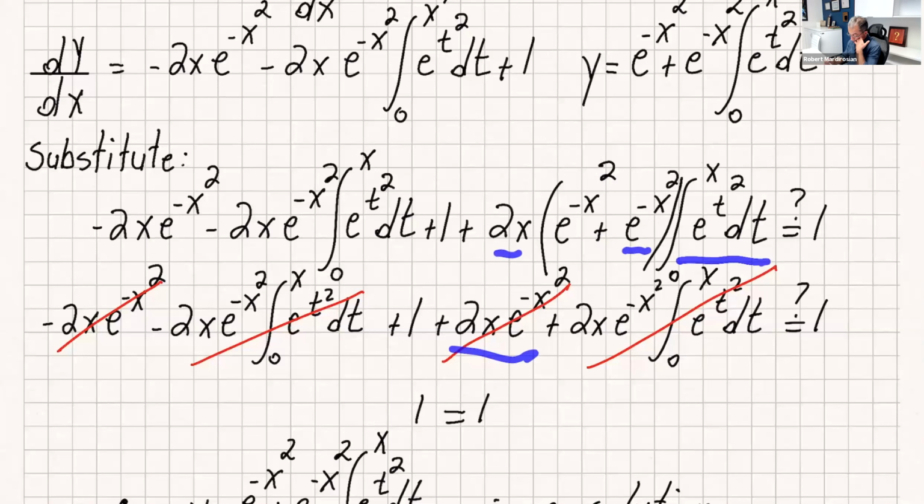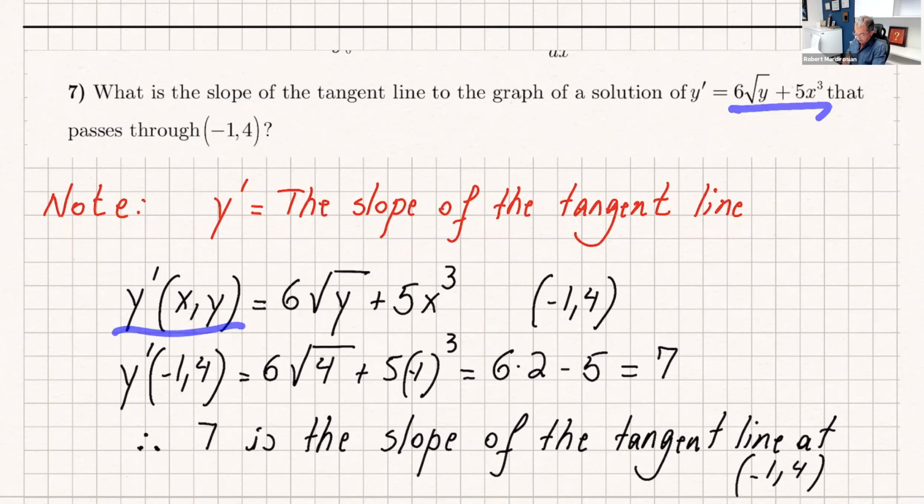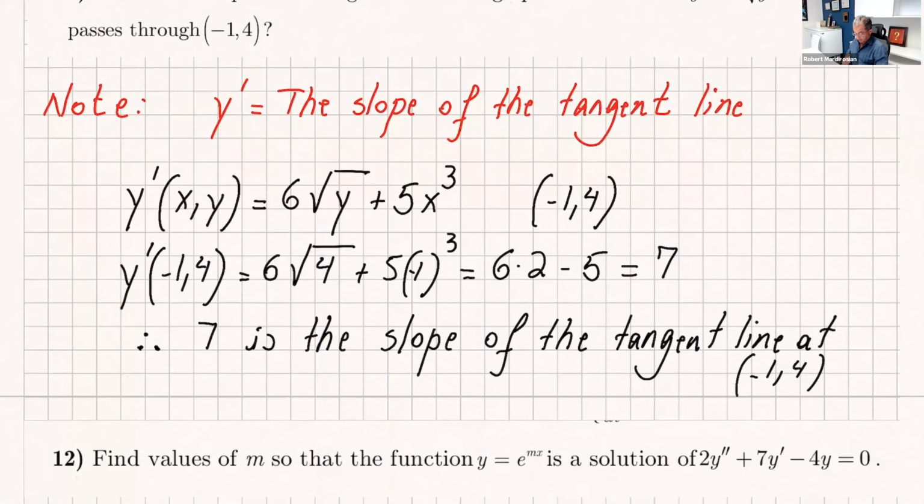Next one, number 7. What is the slope of the tangent line to the graph of a solution y prime equals 6 squared of y plus 5x that passes through the point -1 and 4? So we know from calculus y prime, or the derivative, is always the slope of the tangent line. So here y prime of x, y is given by that function. So at -1 and 4, y prime of -1 and 4, that's how I did it. You just substitute and you are going to get 7. So therefore 7 is the slope of the tangent line at this point.